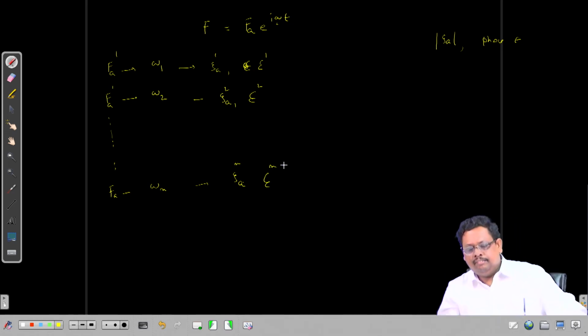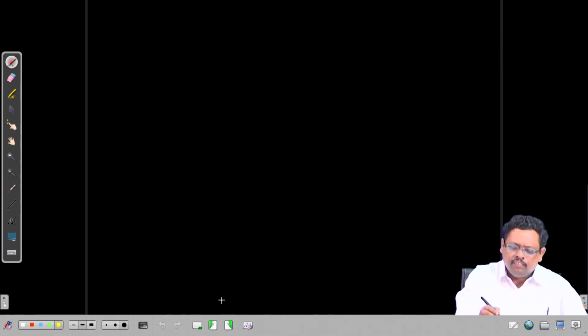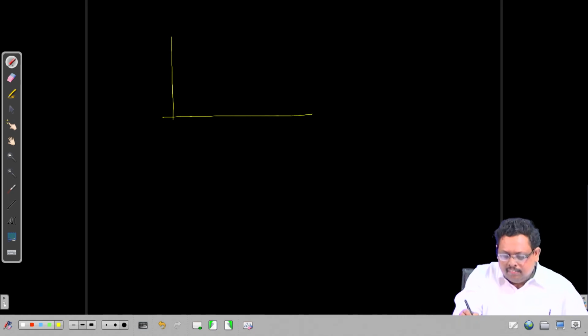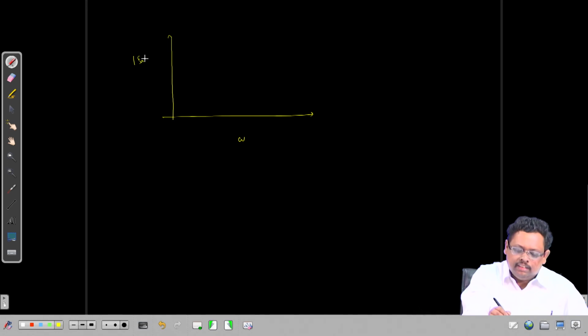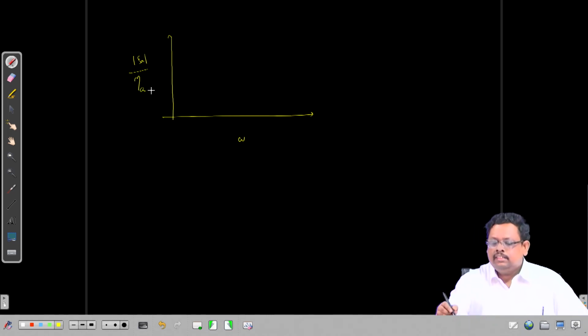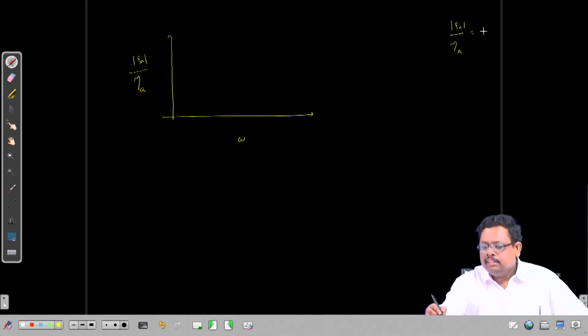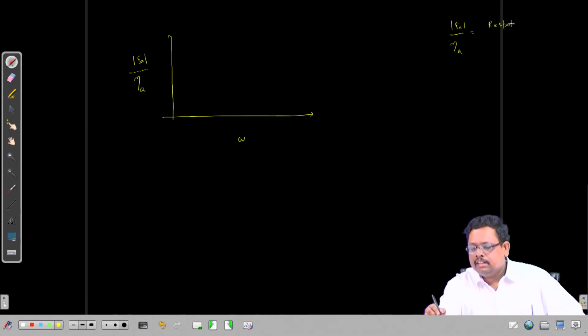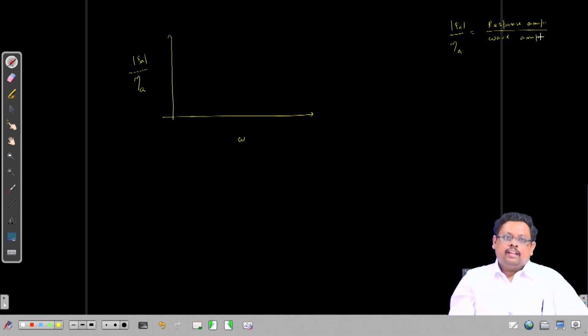Now, let us plot it. If we plot this, what do we get? On the x axis we have the frequency omega, where omega 1, omega 2, omega 3, omega n are all there, and here we plot the amplitude. Most of the time, in fact all the time, we divide this by the wave amplitude. So on the y axis we have the response amplitude divided by the wave amplitude. Okay, and then we plot the points.